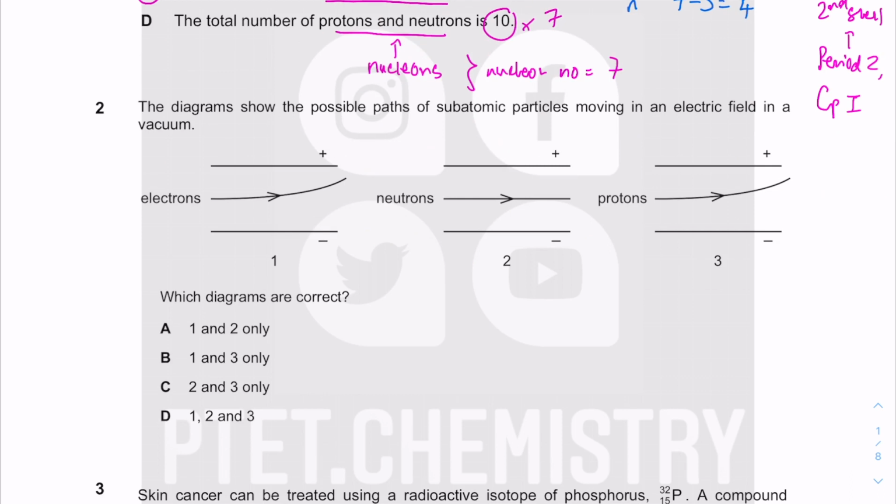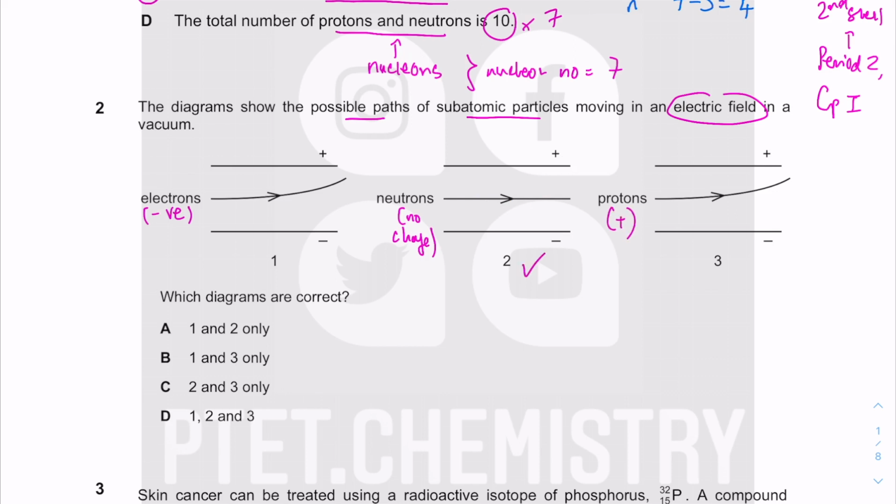Question 2. We have this diagram that shows the possible path of subatomic particles in an electric field. Your electric field has a plus and a negative terminal. Your electrons are negatively charged. Your neutrons have no charge, and this is correct because when you have no charge, you will not be deflected. You will not be attracted towards either the plus or the minus. So 2 is definitely correct.